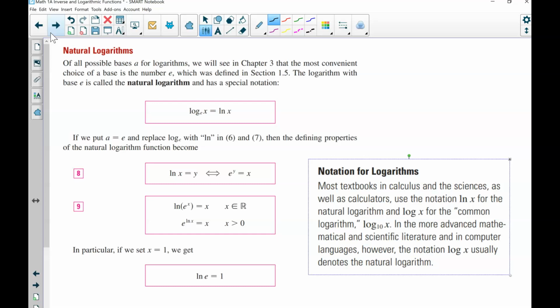Now, in calculus and science, as well as calculators, we use the notation natural log of x for the natural logarithm and log of x for the common logarithm. In more advanced mathematics and scientific literature and in computer languages, however, the notation log of x usually denotes the natural logarithm.